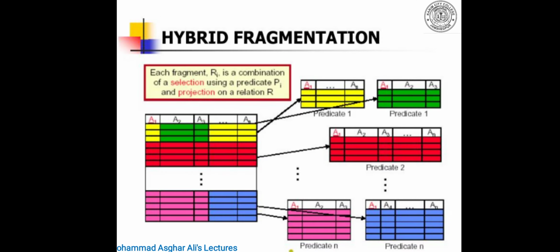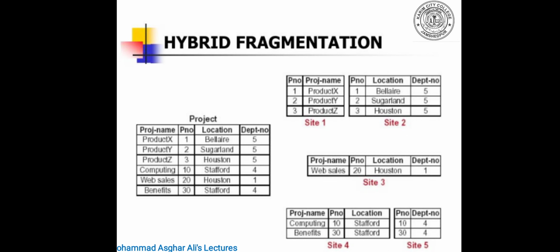This is the example of hybrid fragmentation. Each fragment Ri is a combination of selection using the predicate P1 and projection on relation R. So hybrid fragmentation is a combination of horizontal as well as vertical fragmentation. This is the example of hybrid fragmentation.